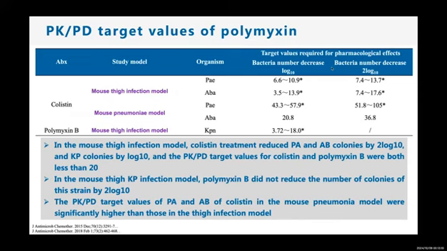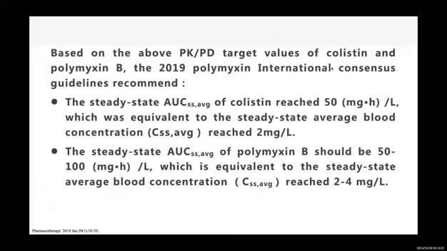And the PK/PD target values of Pseudomonas aeruginosa and Acinetobacter baumannii of colistin in the mouse pneumonia model were significantly higher than those in the thigh infection model. Based on the above PK/PD target values of colistin and polymyxin B, the 2019 Polymyxin International Consensus Guidelines recommended the steady state AUC SSAVG of colistin reach 50, which was equivalent to the steady state average blood concentration reaching 2 milligram per liter. The steady state AUC SSAVG of polymyxin B should be 50 to 100, which is equivalent to the steady state average blood concentration of 2 to 4 milligram per liter.